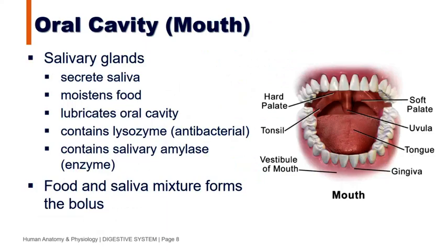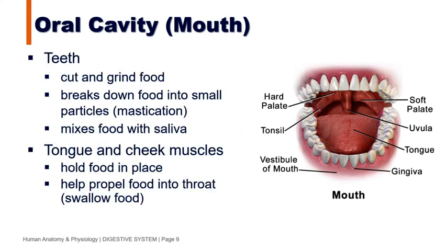First, you have your oral cavity or your mouth. Your mouth contains your salivary glands for the secretion of saliva. It helps to moisten food and lubricates your oral cavity. It contains lysozyme, which is antibacterial, and salivary amylase, which is an enzyme. Food and saliva mixture forms bolus. Bolus is a Latin word which literally means ball.